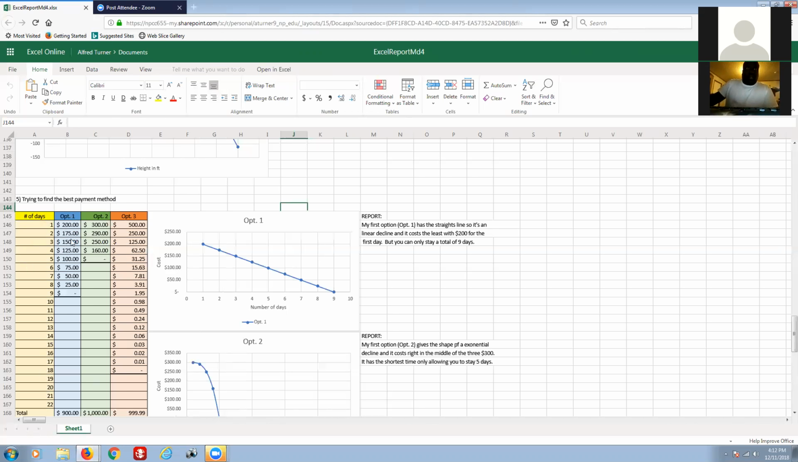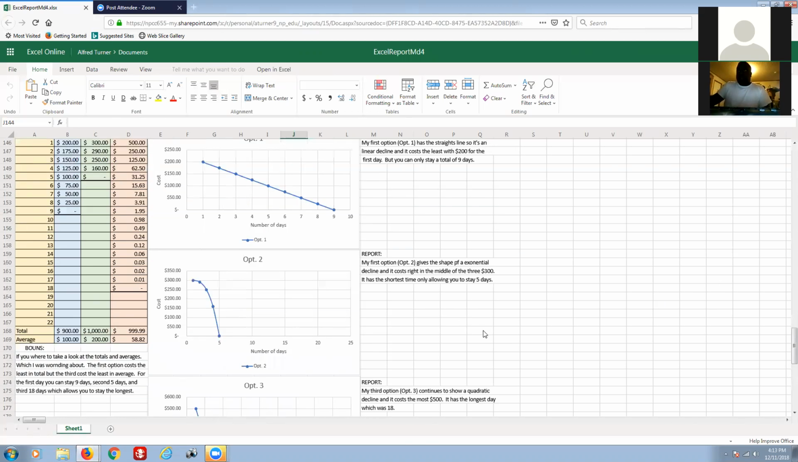Option 1, you see what we did, it broke down. Option 2, option 3. My first option has straight lines, so it is a linear decline, and it costs the least for $200 for the first day, but you can only stay for 9 total days.